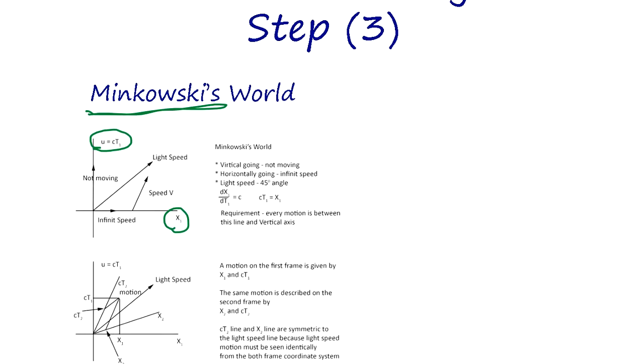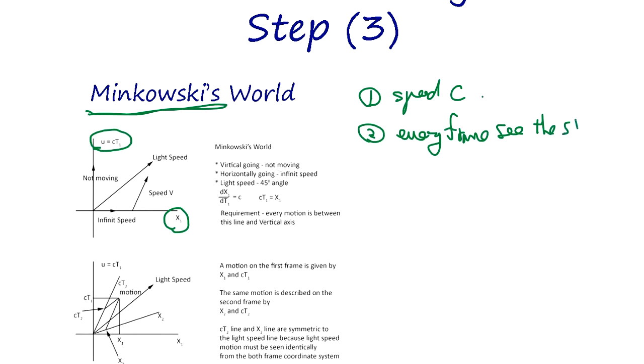According to the first assumption, nothing can go beyond speed c, and the second assumption is that every frame sees the same maximum speed. Okay, so with this requirement, he tried to come up with the relativity equation.